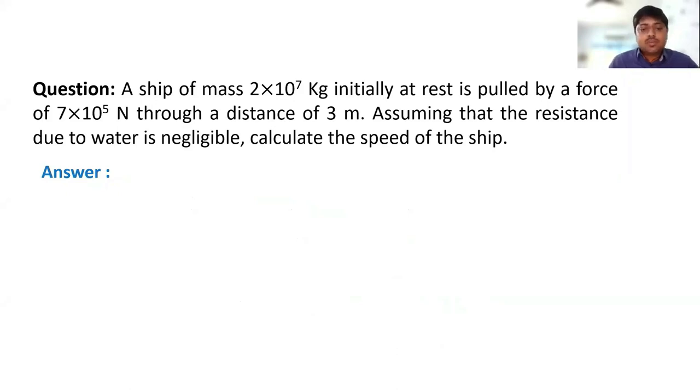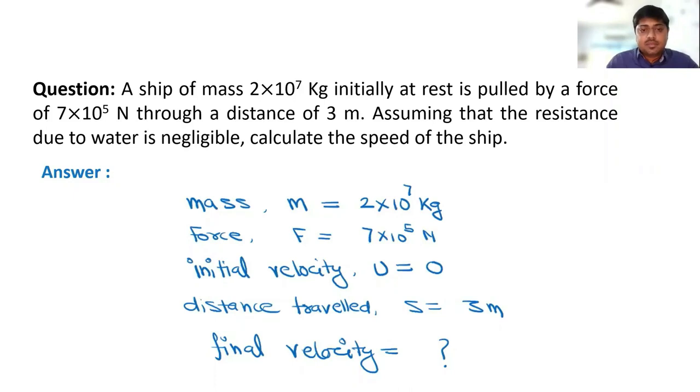For solving this problem, first see what are the values that are provided here. Mass is provided, m, that is equal to 2 into 10 to the power 7 kg. Force is provided, F, that is 7 into 10 to the power 5 Newton. Initially, the ship was at rest, so initial velocity u will be equal to 0. Distance traveled s is 3 meters, and we have to calculate the final velocity.